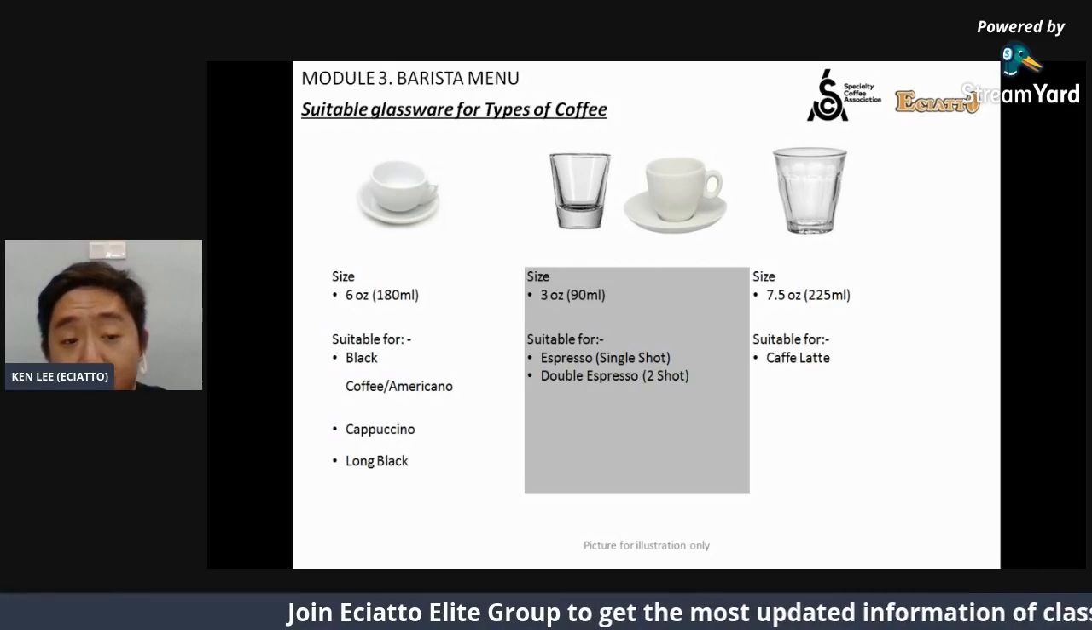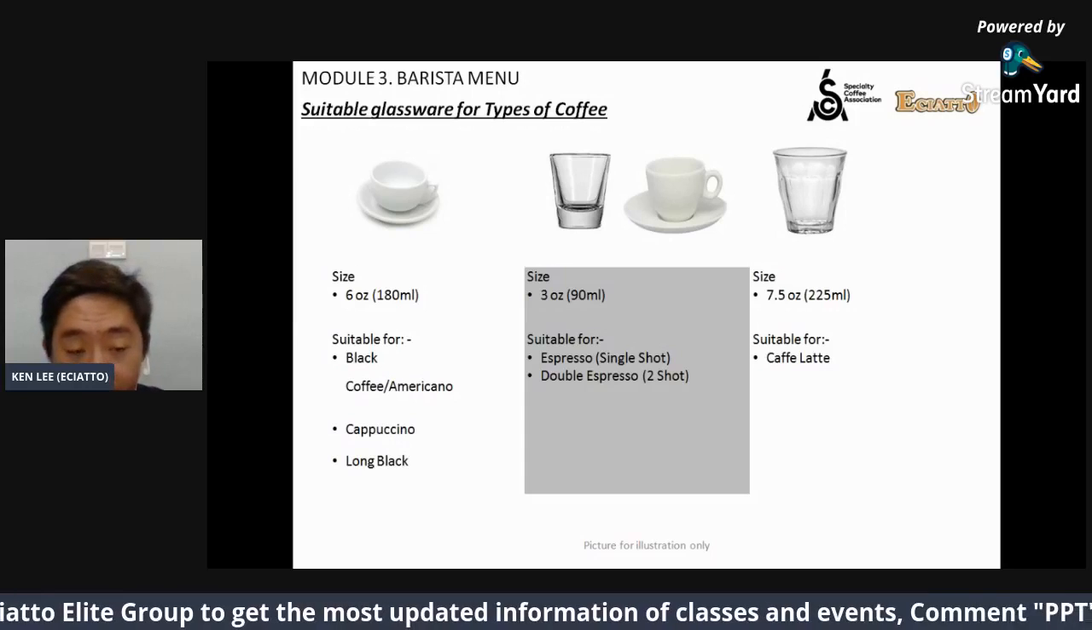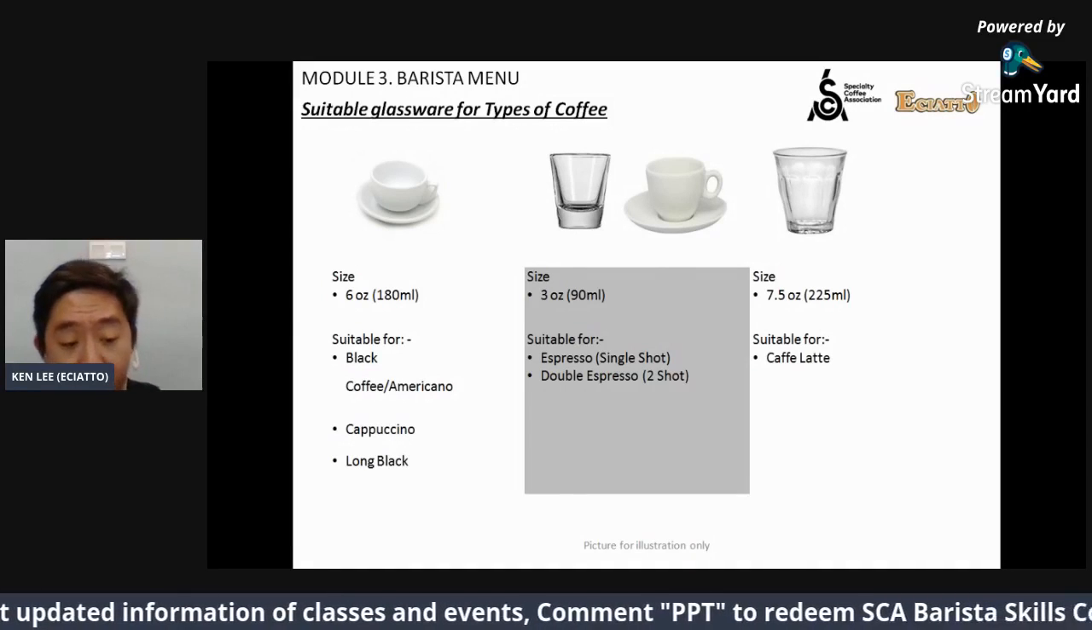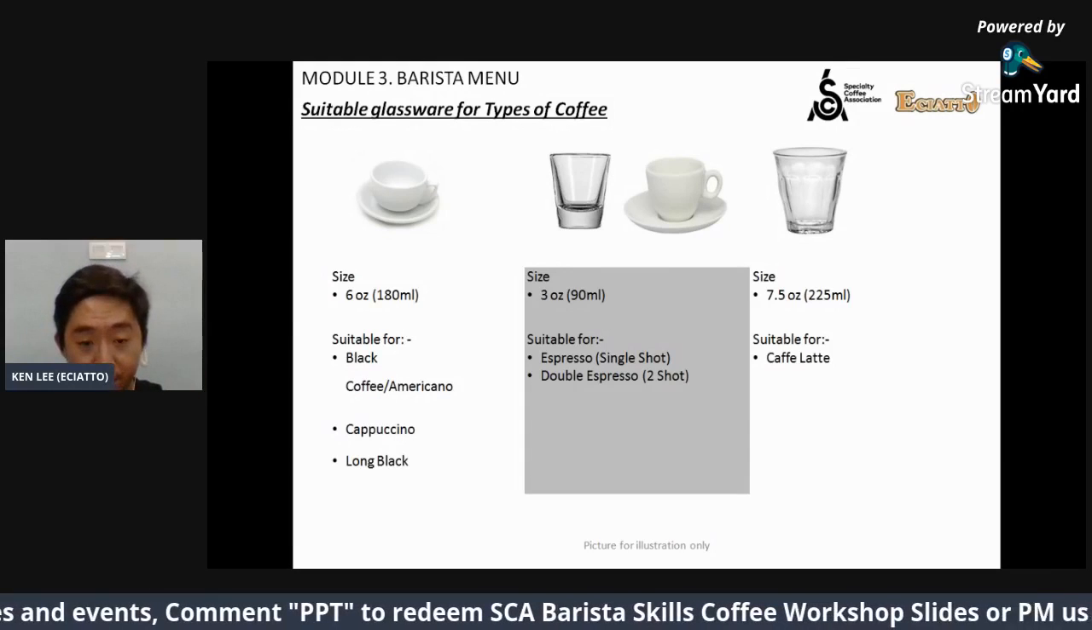So these are some of the glassware. Of course, it still depends on the owner and your idea of how you want to serve your coffee. So this is the standard guideline for you all to have a look.